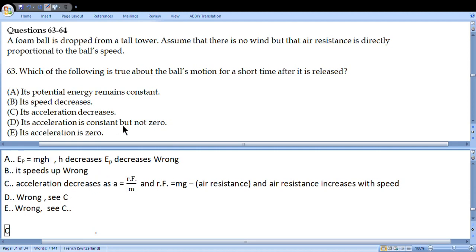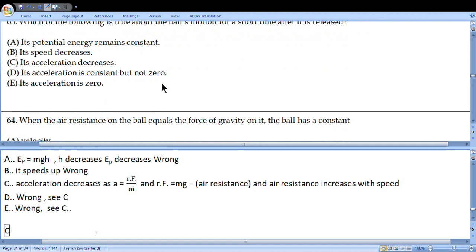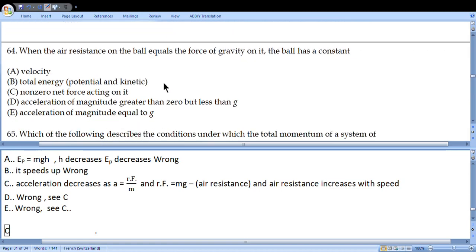Its acceleration is constant but not zero. Wrong. Its acceleration is zero. Wrong. Okay, 65.